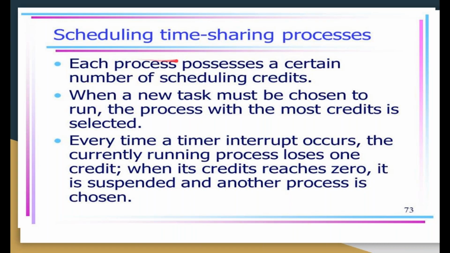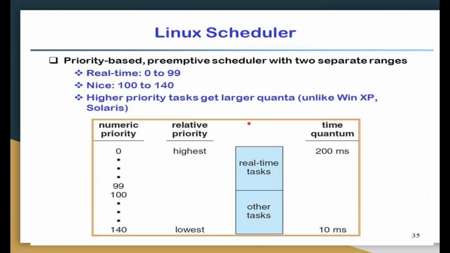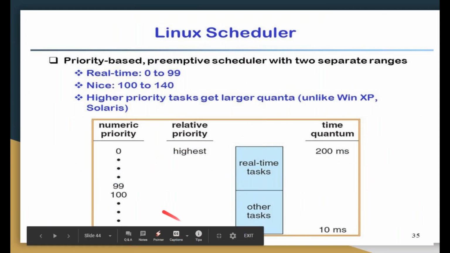Each process has a certain number of scheduling credits or a time limit, and the timer interrupt loses one credit from the currently running process. When the process has less time and a higher priority, the CPU will serve that process. Already discussed scheduling: 0 has relatively the highest priority and 140 has the lowest, and these are numeric values, for real-time tasks and other tasks.